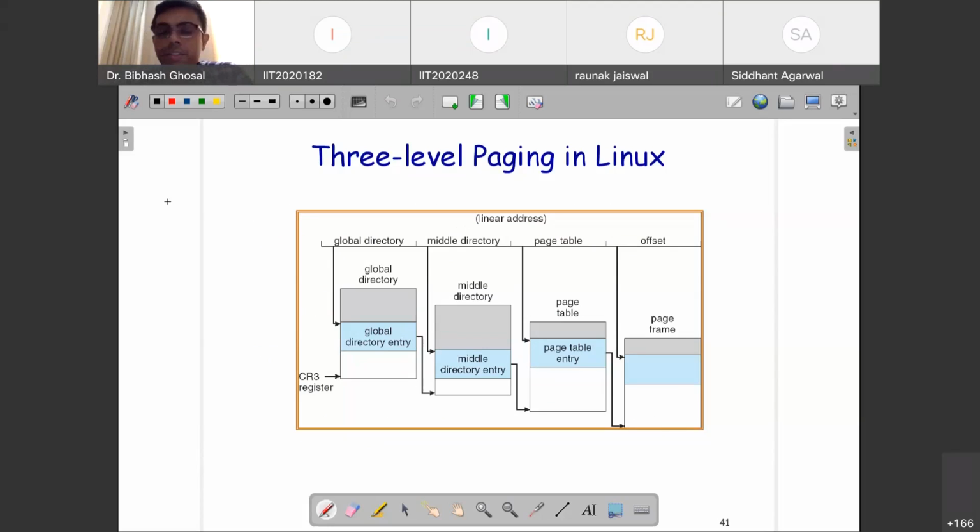In that case, you'll have your logical address split up into P1, P2, P3, and then D. This is the entire logical address space. This is the offset. This entire thing is your logical address. You can go at max up to 7 levels of paging. Linux supports 3.